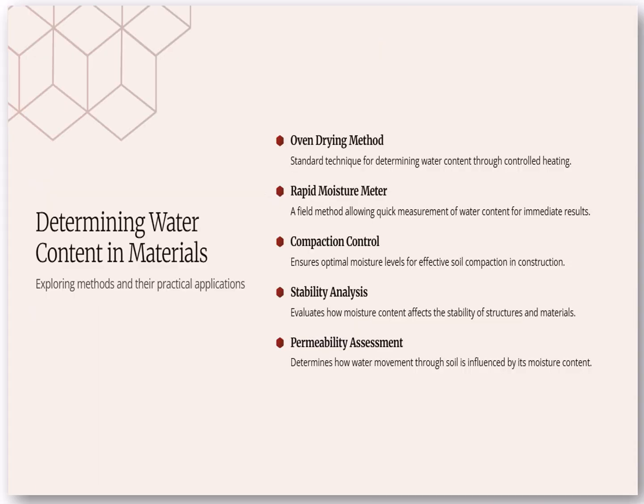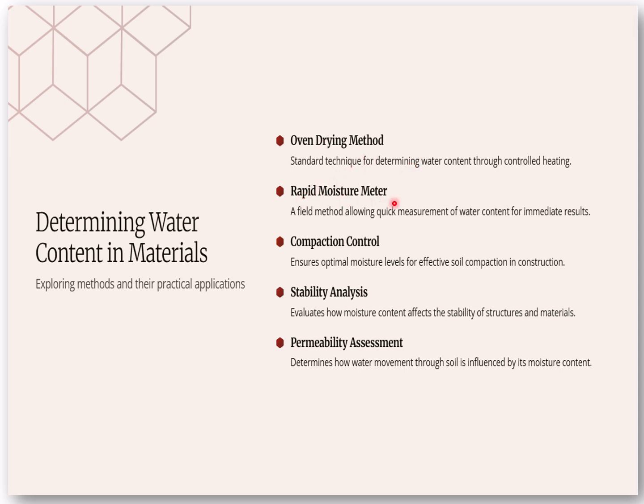Next, how are we going to determine the water content in materials? Here we are going to explore methods and practical applications of water content. The first method to determine the water content is the oven dry method. This is the standard technique for determining the water content through controlled heating. This oven dry method is usually used as a laboratory method.